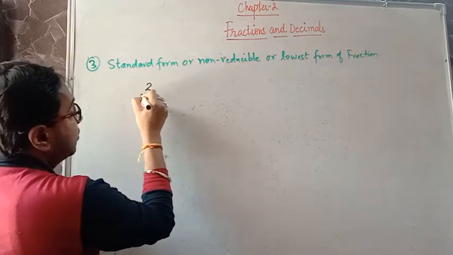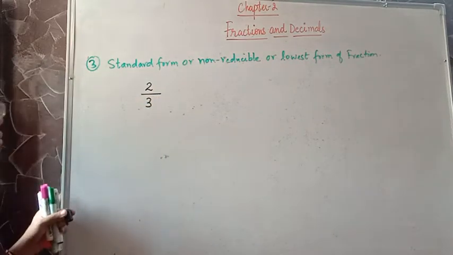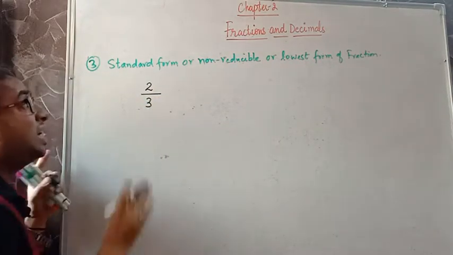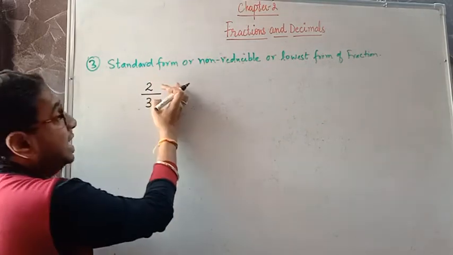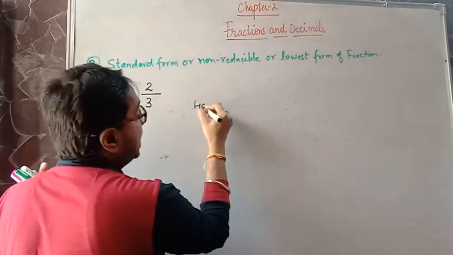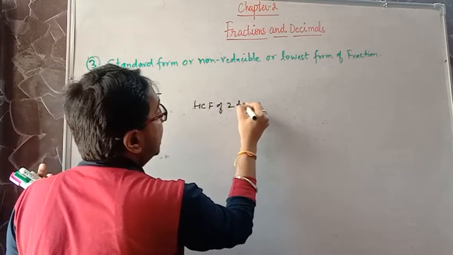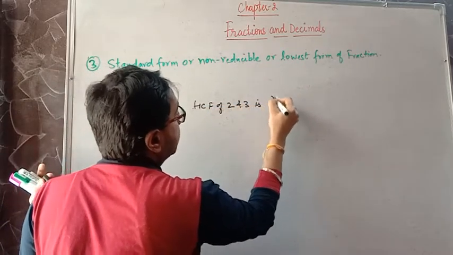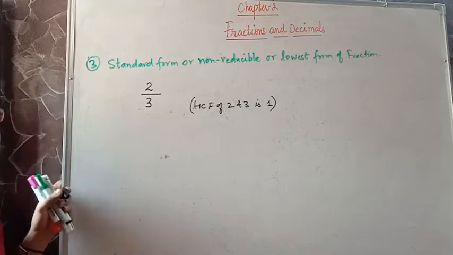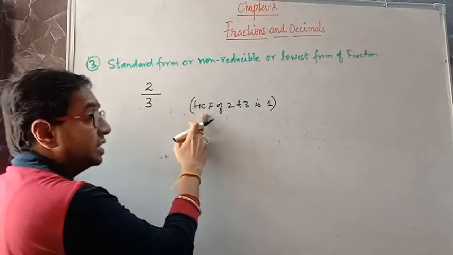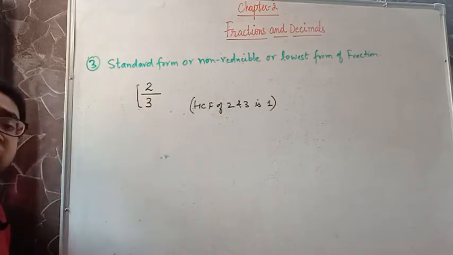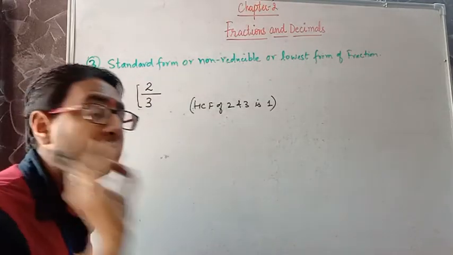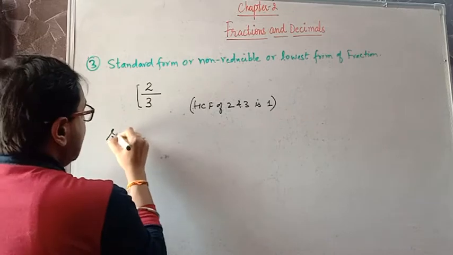for example 2 by 3. 2 by 3 is one of the fraction. Can we cut this 2 and 3 anywhere? No. If I see the HCF of 2 and 3, I will be getting 1. Highest common factor between them is 1. I am talking about HCF, highest common factor. If the highest common factor between the numerator and denominator is 1, they are said to be in standard form.